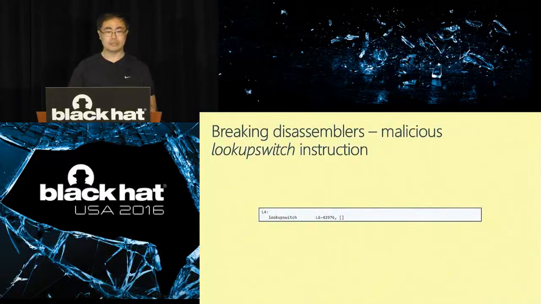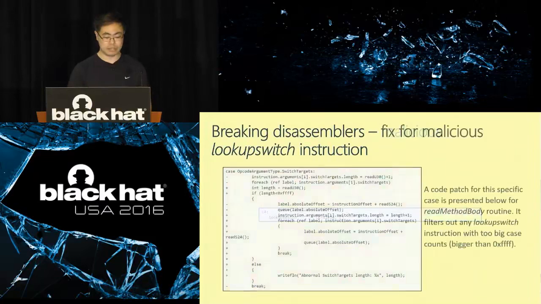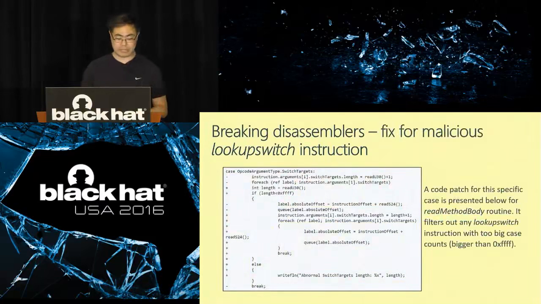And still, disassemblers can be broken. Something like a lookupswitch, this one is also found from Angular, actually. It has a lookupswitch instruction with label 6 pointing to some big number, 42976. So it will go out of bounds of the ABC record itself, and RABCDAsm will fail and just spit out some exceptions.